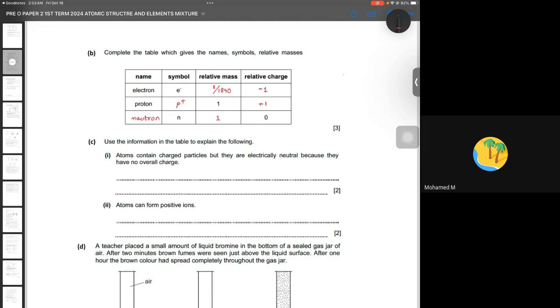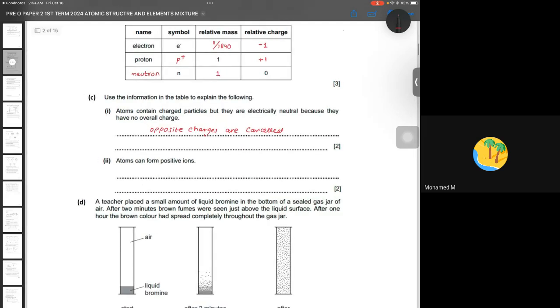Use the information in the table to explain the following. Atoms contain charged particles, but they are electrically neutral because they have no overall charge. You have to explain. So in an atom are neutrons, protons, and electrons. Protons and electrons cancel out, which makes the overall charge 0. Opposite charges are cancelled.